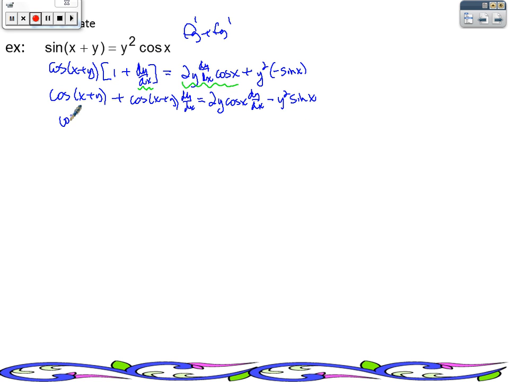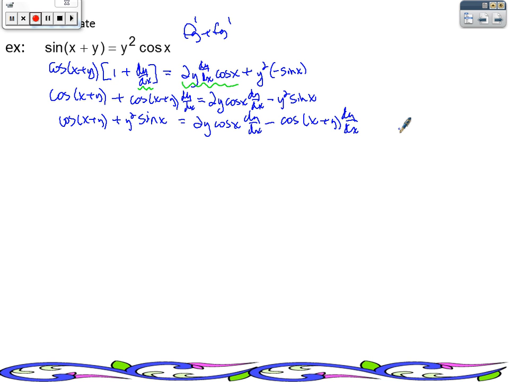So on this side, I would have cosine(x plus y) squared sine x equals 2y cosine x dy dx minus cosine(x plus y) dy dx. Now I'm writing out every step just because I want you to be sure you understand what I'm doing. Certainly as you get more familiar with this, you'll be able to skip steps, but I'm just writing everything out so you can see it.